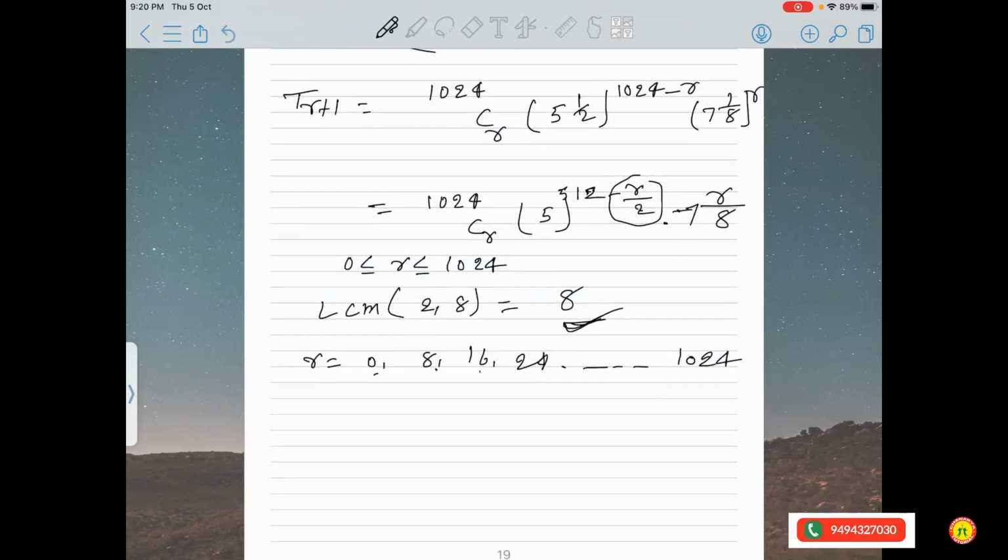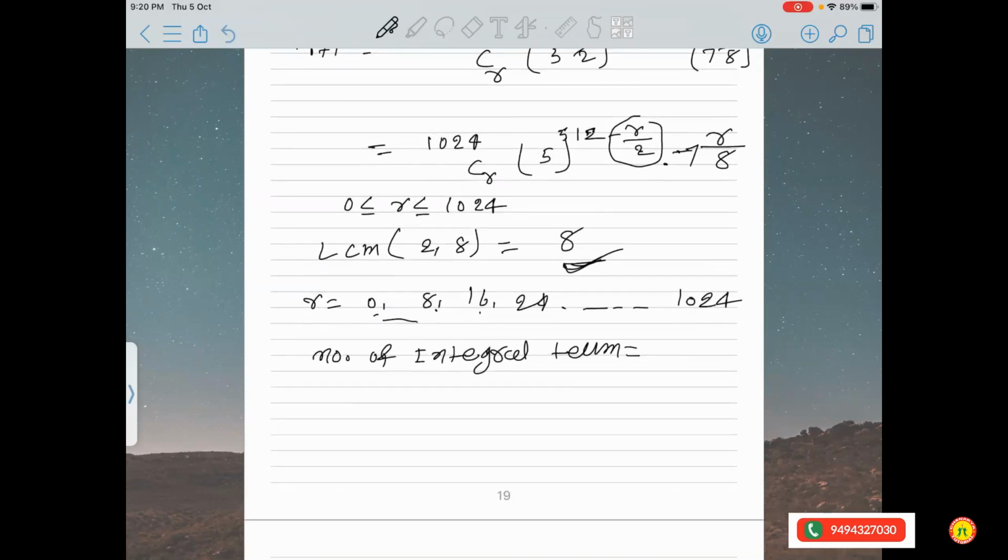So the number of integral terms is equal to the number of terms in this AP. So we can find it using the AP formula. The nth term, 1024, is equal to 0 plus (n minus 1) into d, where d is 8.